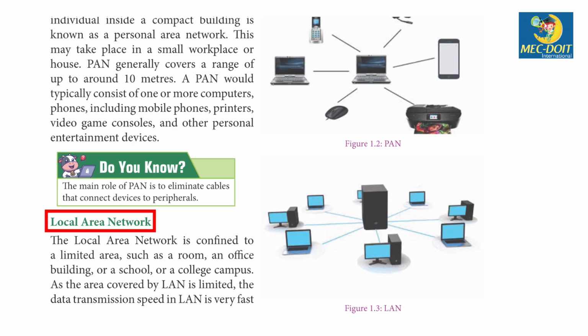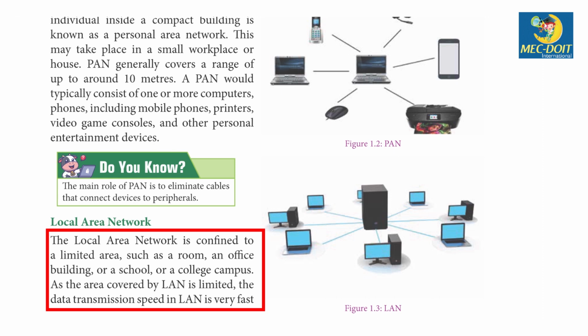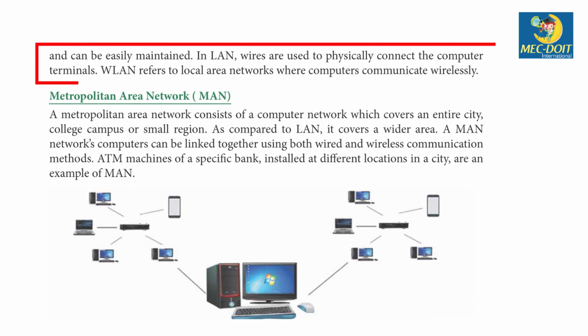Local Area Network. The local area network is confined to a limited area, such as a room, an office building, or a school or a college campus. As the area covered by LAN is limited, the data transmission speed of LAN is very fast and can be easily maintained. In LAN, wires are used to physically connect the computer terminals. WLAN refers to local area networks where computers communicate wirelessly.